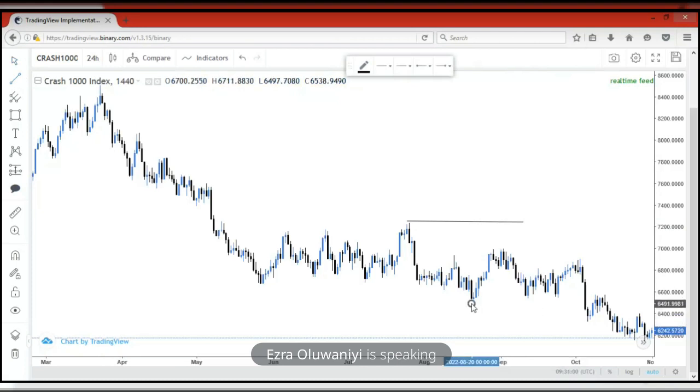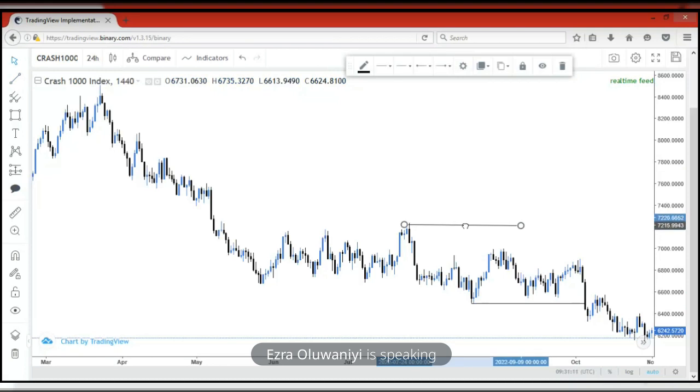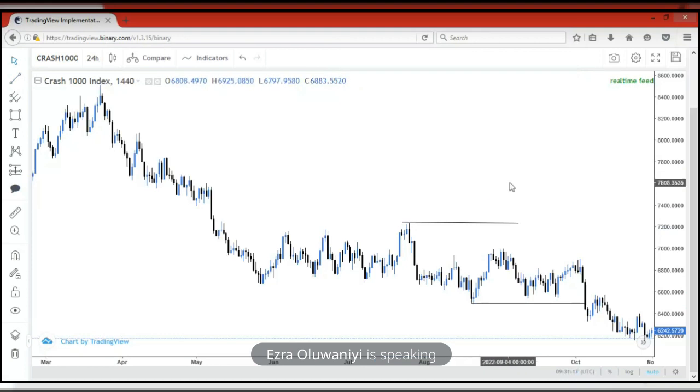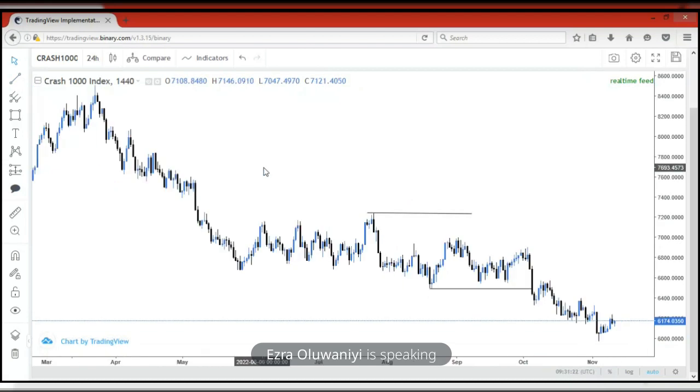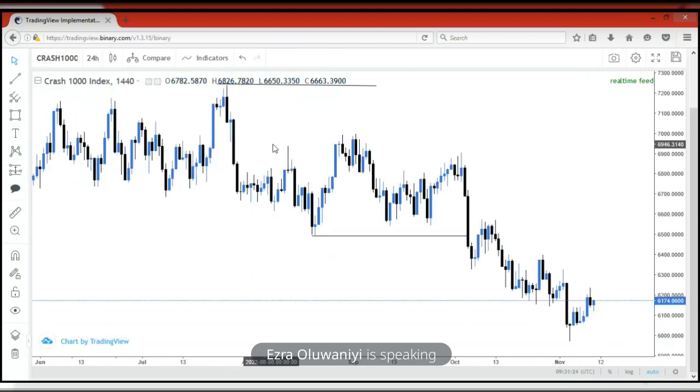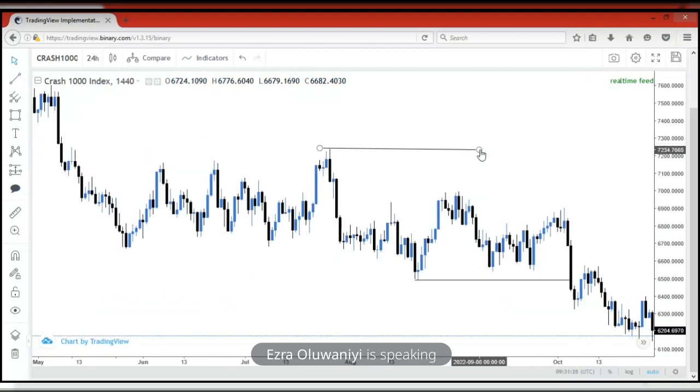Now, this low, a lot of people sometimes ask me why I picked that place. I always use the wick of my candle. I don't use the body. Some people use the body, but I use the wick, maybe just because of my own personal preference. But I'm not saying that the body does not work. The body also does work. So that is my high and then my low.